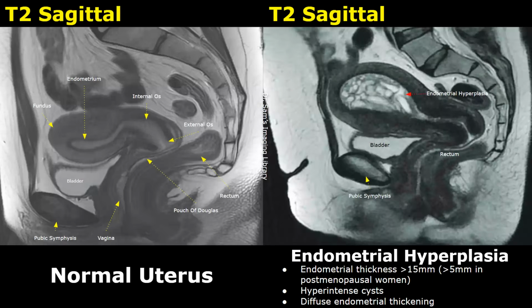Endometrial hyperplasia is a condition in which there is an abnormally increased thickness of the endometrium. Usually it will be more than 15 millimeters, and in postmenopausal women it will be more than 5 millimeters. We will find a collection of hyperintense cysts and diffuse endometrial thickening in a T2 sequence. This thickening has smooth borders and it involves almost the entire endometrium.